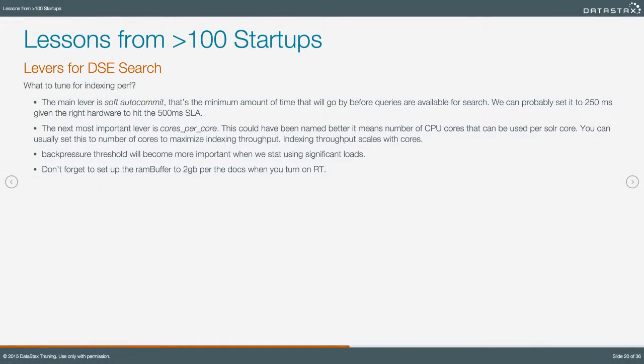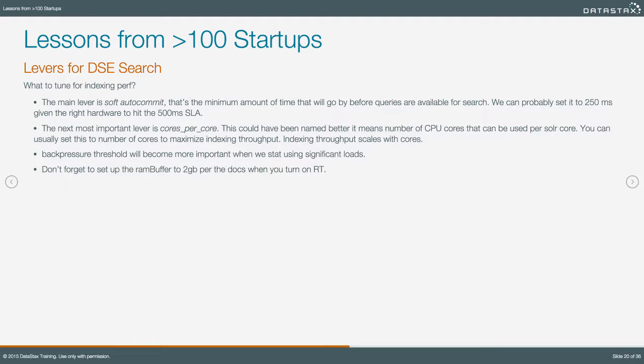There's something called back pressure that happens when we were looking at the queues before. If your queue depth reaches a certain level, then we're going to turn on something called back pressure. That's to avoid DSE search from OOMing. So you can tune the back pressure threshold, the amount of queue depth at which it will start to slow down and actually load shed in extreme circumstances to avoid OOMs.